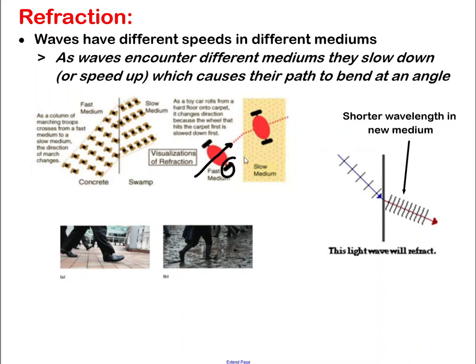This wheel is going to hit the carpet first. Okay, so when this wheel hits the carpet, it is going to slow down. It's easier for it to move on the smooth floor than it is on the carpet.